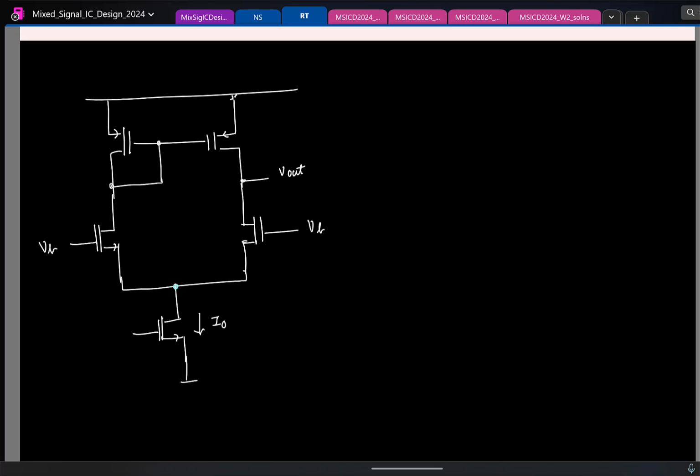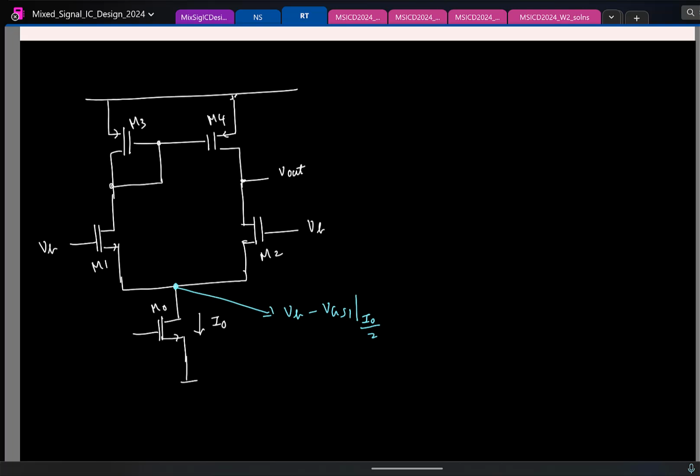What is setting the DC bias of this potential? How was this voltage getting decided? Again remember, to carry a current in this transistor, there needs to be some gate to source voltage across it, and that is automatically getting developed because of this negative feedback. So this voltage is VB minus VGS. Let me label the transistors M1, M2, M3, M4, M0. It is VB minus VGS of M1 at a current of I0 by 2.